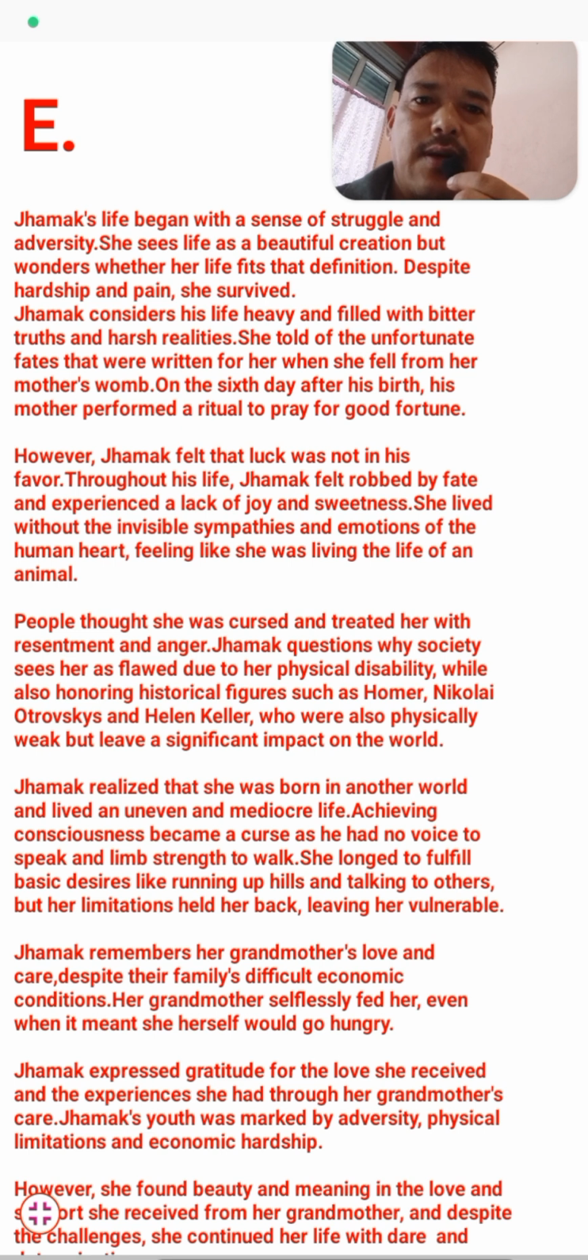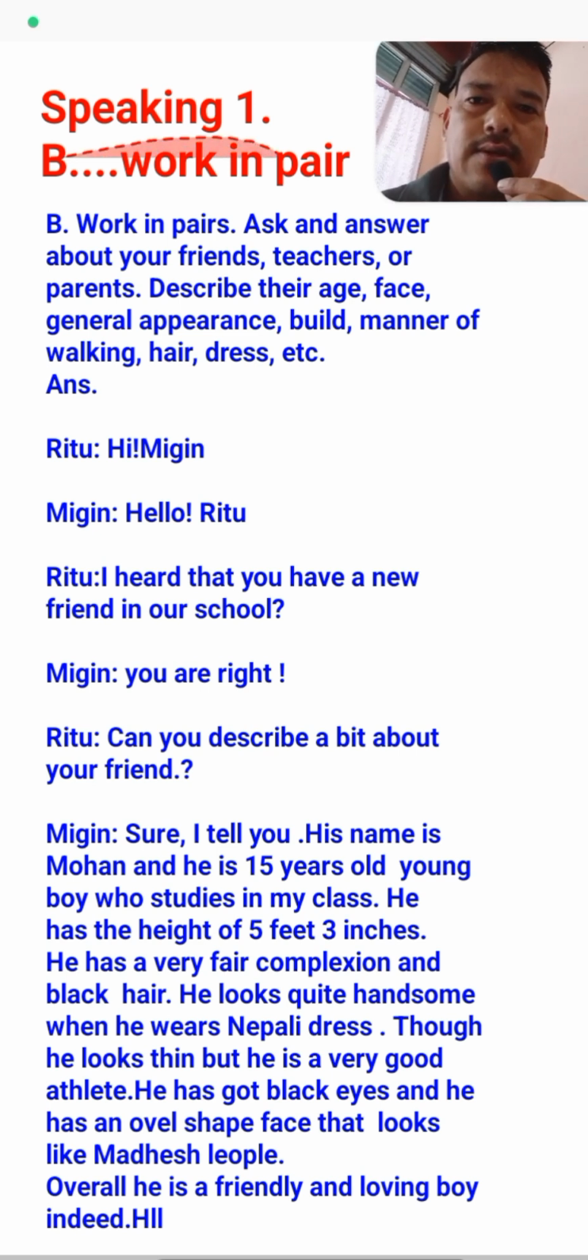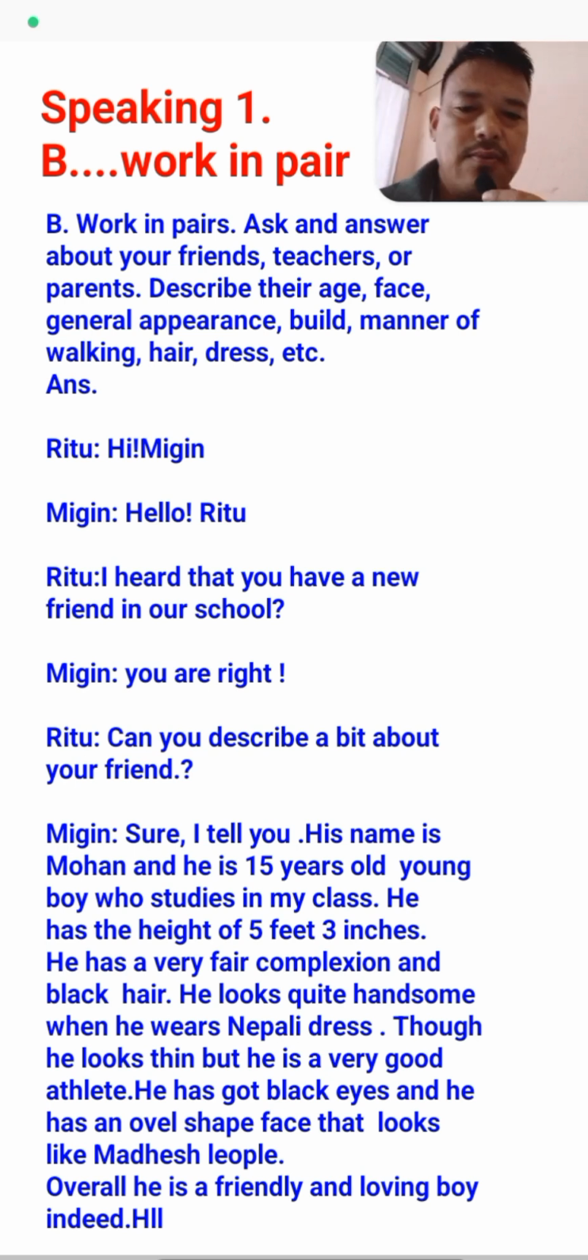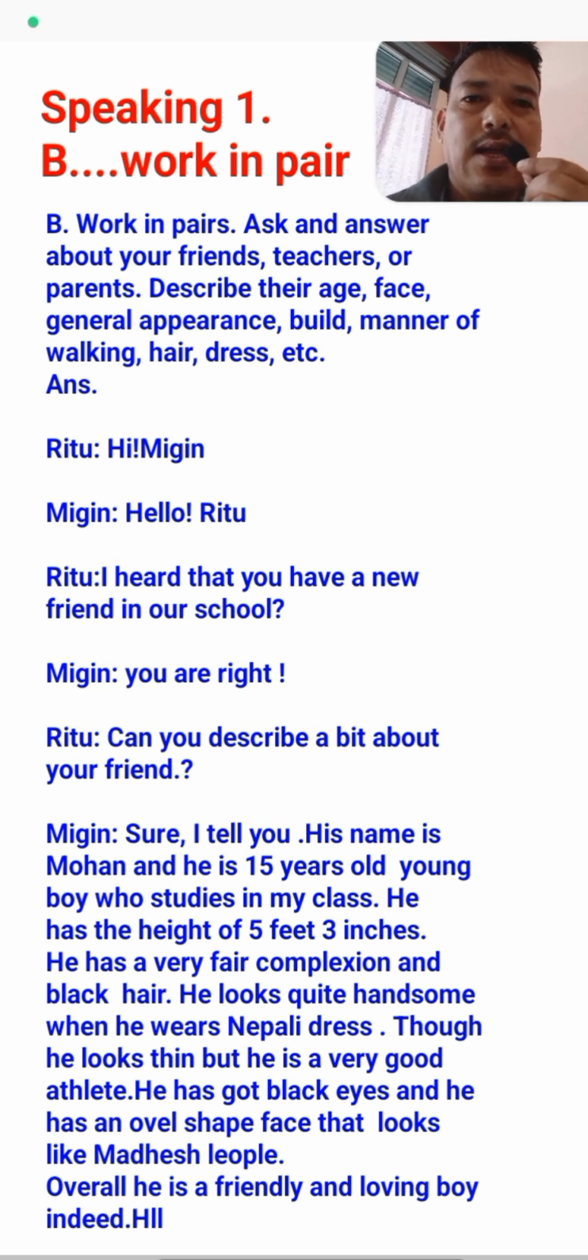It's the speaking part, and now move to the next one. Next exercise, students, it's a speaking part. In speaking part one, we have exercise B number. You have to work in a pair and ask and answer about your friend, teachers, or parents. Describe their age, face, general appearance, build, manner of walking, hair, dress, etc. As students, you have to make a pair and work in a pair about one. Either you can talk about a friend, teacher, or parents.